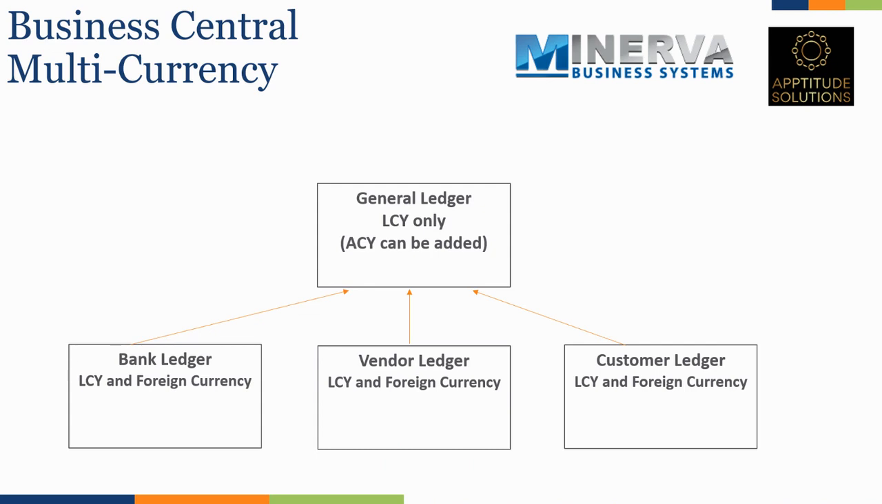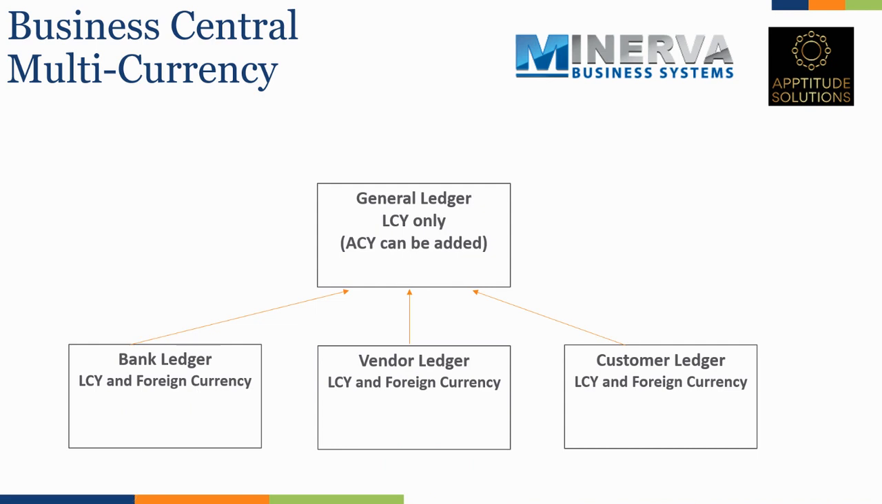Same thing with the vendor ledger. You may have a Canadian vendor that you have to pay in Canadian dollars, or it might be a European vendor in euros. Same thing in the customer ledger. You might have customers that are not all being invoiced in US dollars. Maybe they're being invoiced in some other currency. So these 3 ledgers hold both the local currency and the foreign currency.